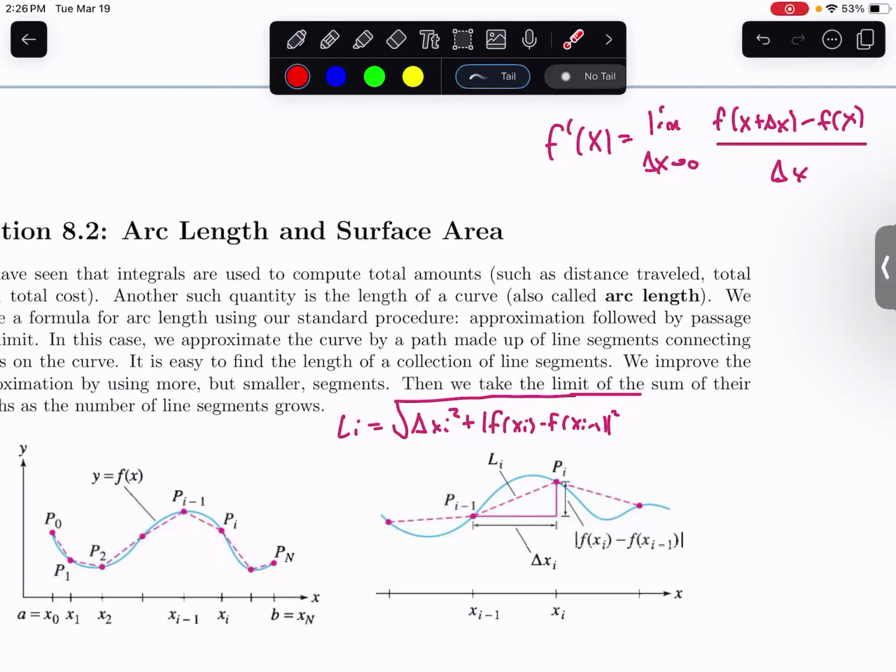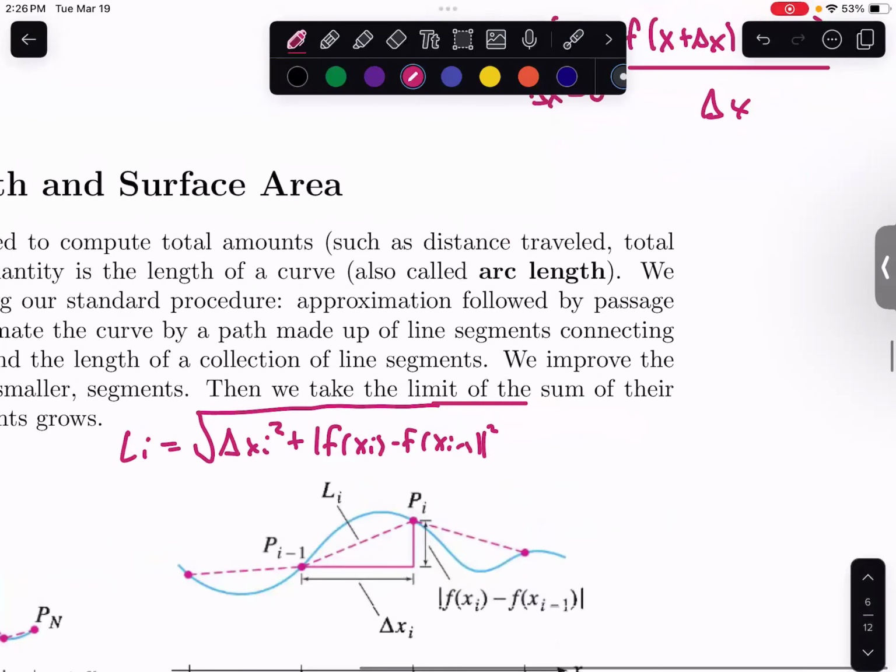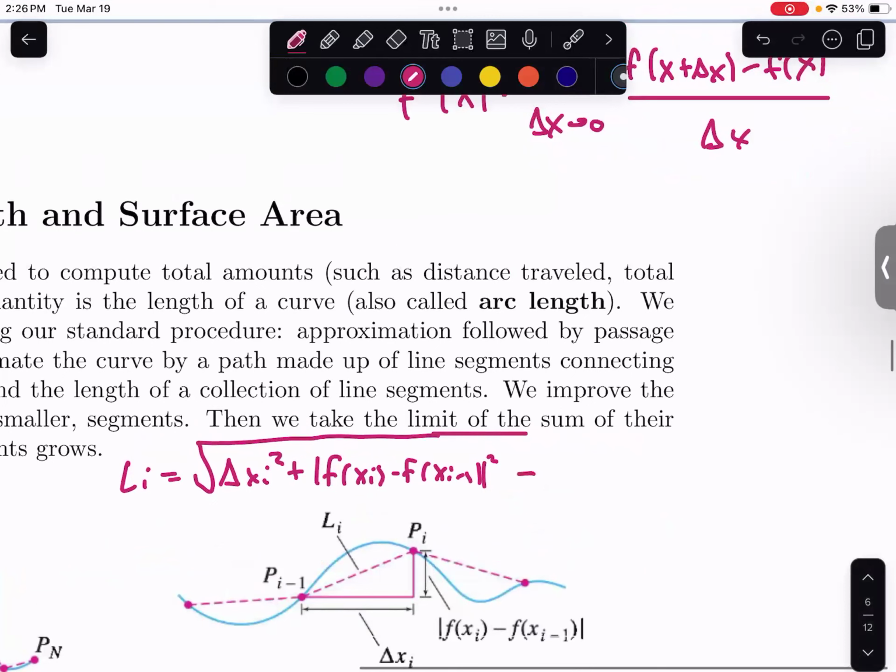And so the term I'm circling now looks kind of like a derivative. If we multiply both sides by delta x, we would have delta x times f prime of x equal to this difference in y values. I'm hand waving a little bit. You should really be using the mean value theorem, but you can rewrite this square root in the following way.